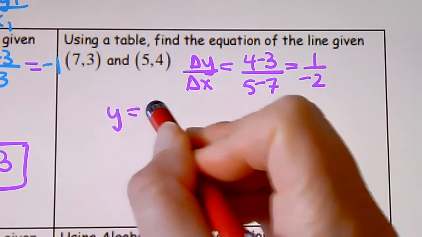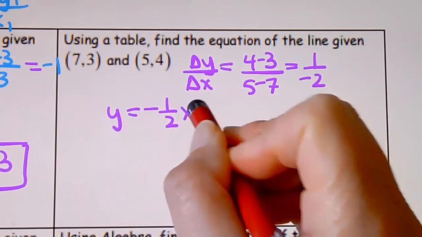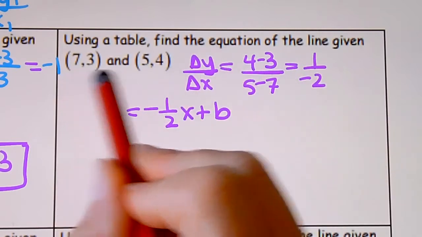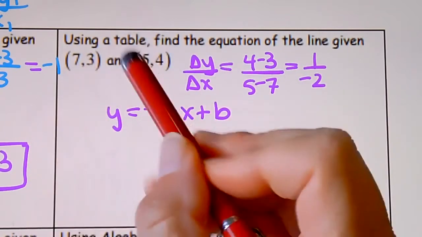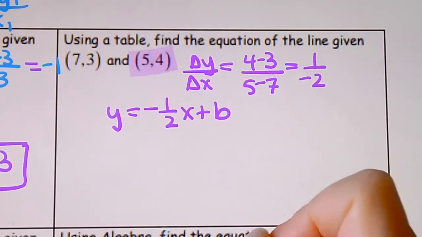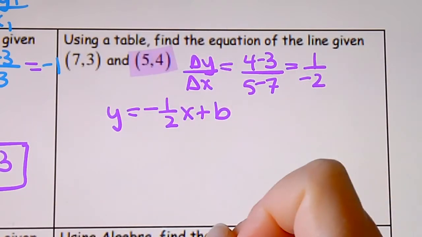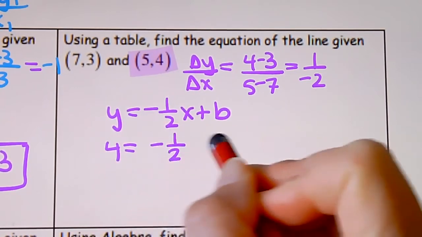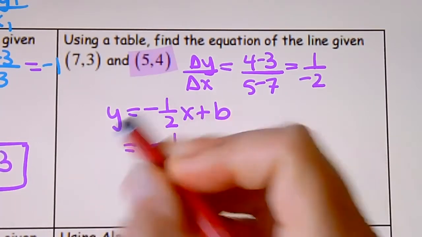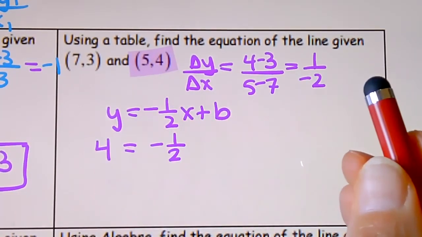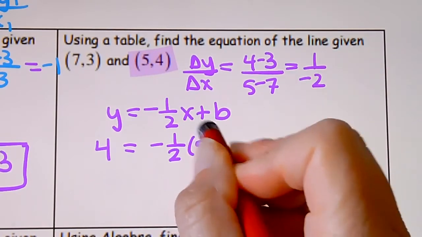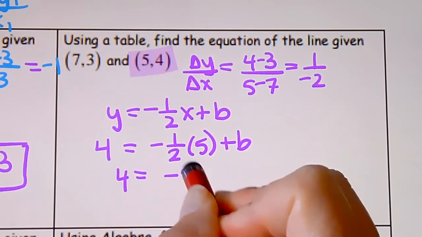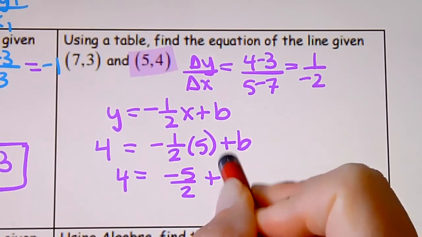So now I know I have y equal negative 1/2 x plus b. And again, I'm going to figure out which point I want to use. It doesn't really matter. Let's say I use this point. Okay, so I'm going to put 5, 4. So I'm going to get 4 equals negative 1/2. That's a 4. Make sure it looks like a 4, not a y. 4 equals negative 1/2 times 5 plus b. So I get 4 equals negative 5/2 plus b.